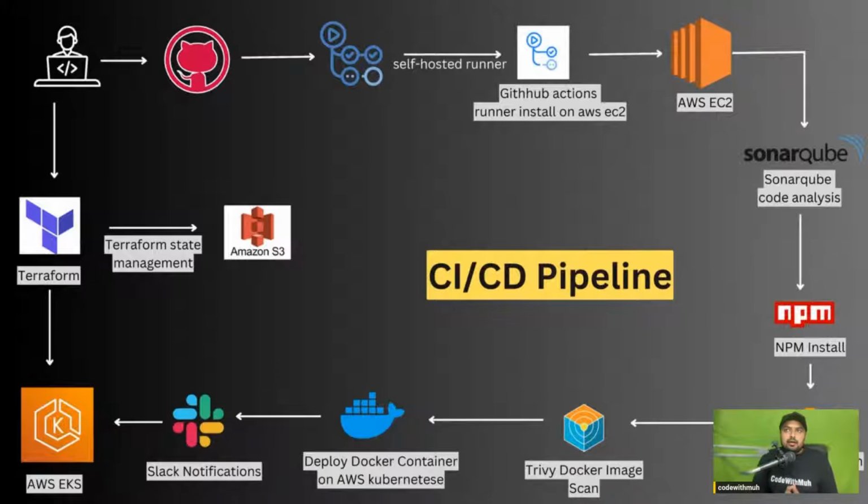In smaller and bigger companies, if you are a DevOps engineer or a backend developer or a front-end developer, they will be using image scanning to find any problems, bugs, or security problems in your images. So you can scan your images using Trivy Docker scan. Okay, then we will be using a Docker container to deploy on AWS Kubernetes.